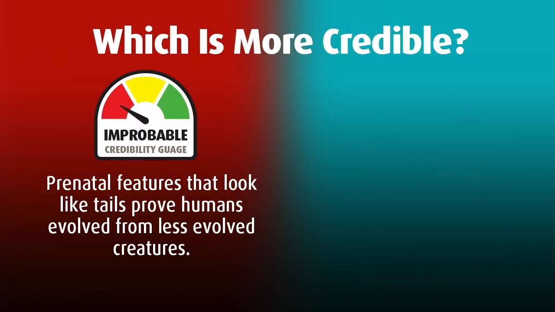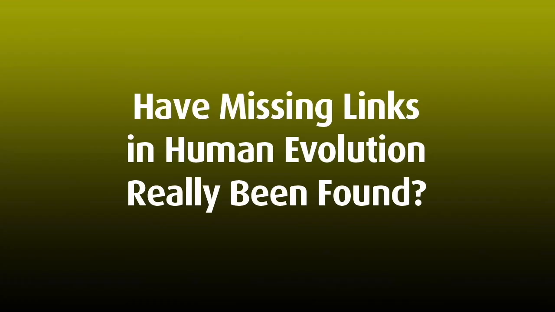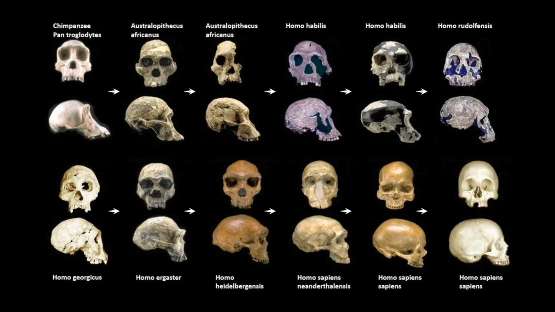So which is more credible? Prenatal features that look like tails prove humans evolved from less evolved creatures? Or prenatal tails are just the spine finished first because it is needed before limbs or other body features? Have human missing links in human evolution really been found? You'll see in textbooks and sometimes in the media images like this with skulls that are from different creatures and ending up with humans at the bottom right.